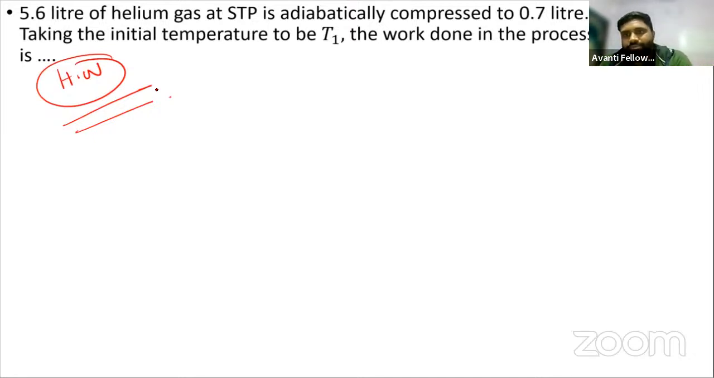Okay. So try to solve this question: 5.6 liter of helium gas at STP is adiabatically compressed to 2.7 liter. Now taking the initial temperature to be T1, what is the work done in the process?